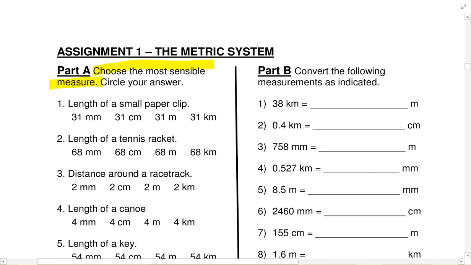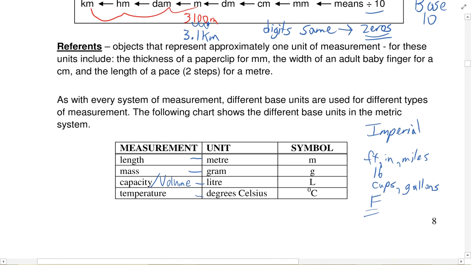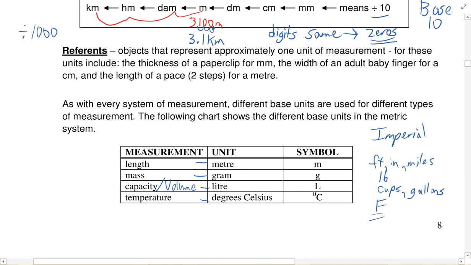Okay, so assignment number 4, you're going back and forth. If you moved 2 units in this direction, you would multiply by 100. You would have to have 2 zeros. If you moved it by 3 steps, you would have to have 3 zeros, and in this direction, I divide by 1,000. Okay, go for it.